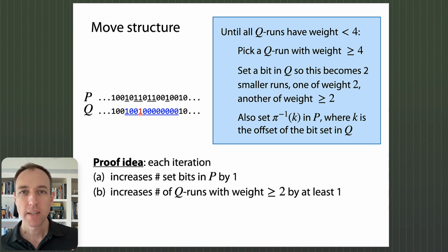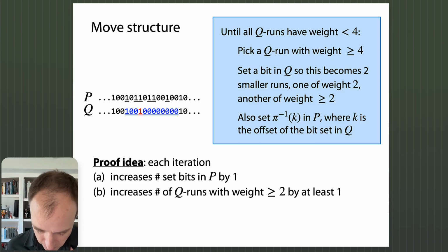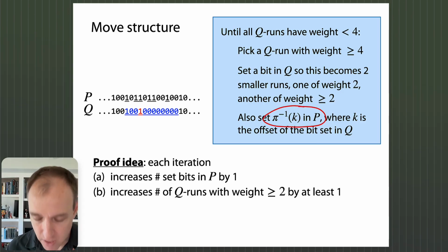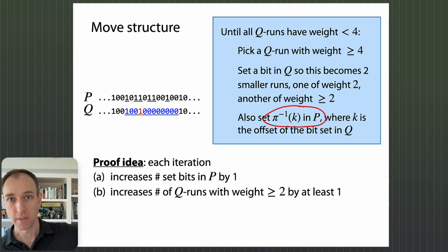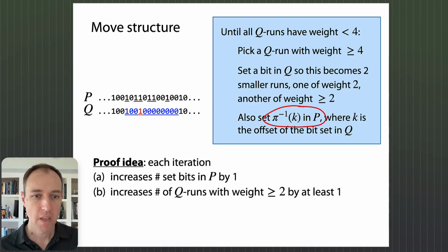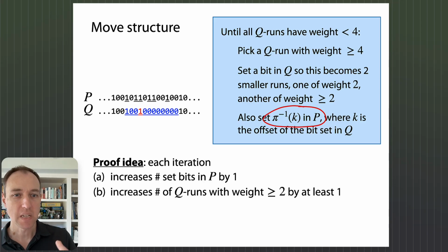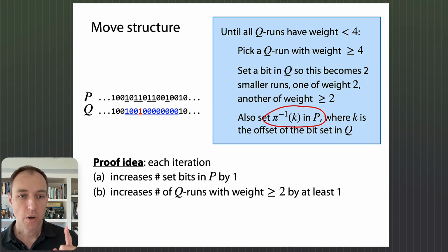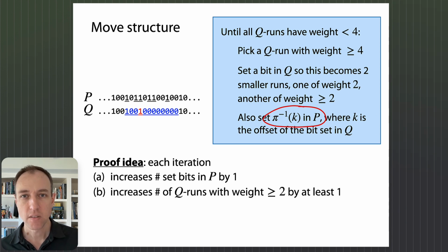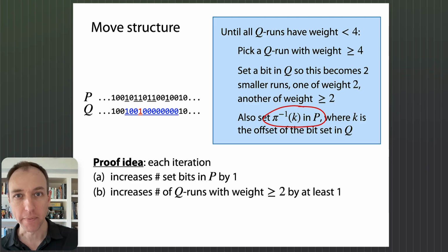So first of all, each time we're going to set a new bit in the P bit vector, right? Because of this instruction right here. So at each iteration, we're going to set a bit in Q that wasn't set before, and we're going to go to P and set its preimage, which also wasn't set before. So we're going to set a new bit in Q and a new bit in P at every iteration. So at every iteration, the number of set bits in P increases by exactly 1. Also, we're going to increase the number of Q runs that have weight at least 2 by at least 1.